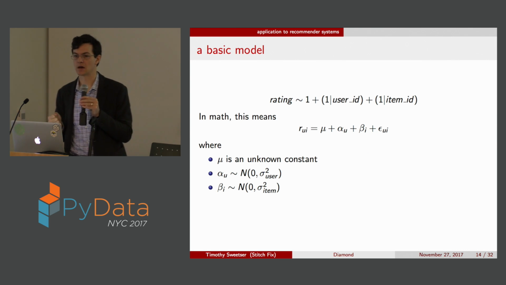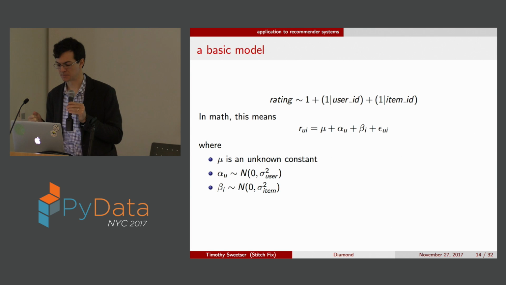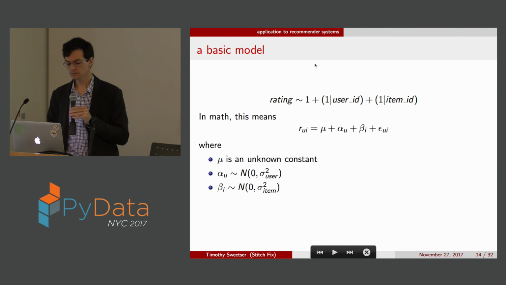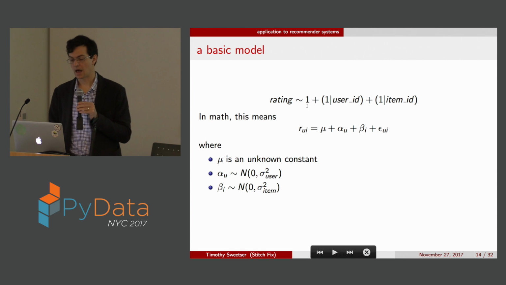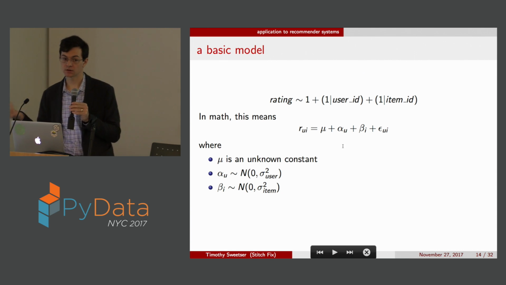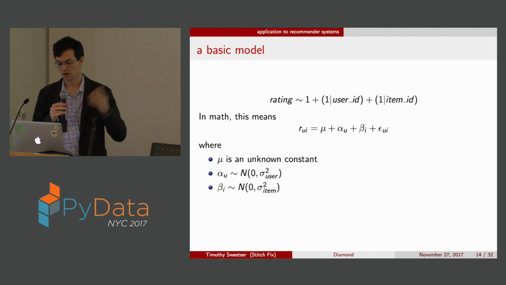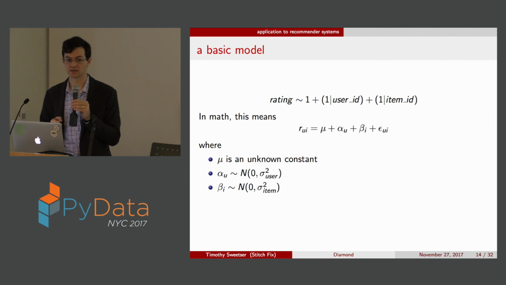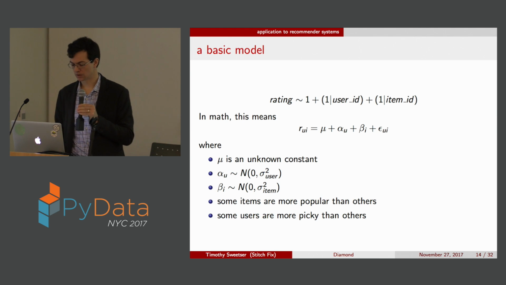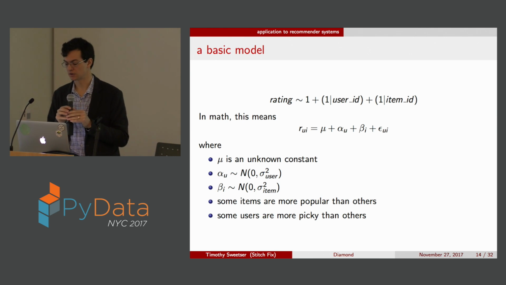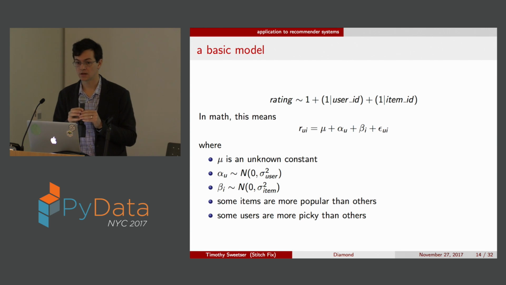A very basic model you might start with for a recommender systems problem just fits some kind of global mean, and then you have a bias term for every user and a bias term for every item. You assume that the bias terms for users are drawn from some normal distribution with some variance, and likewise for items. This will let you learn things which are very common in recommender system problems, which is that some users are more picky than others, and some items are much more popular than other items.